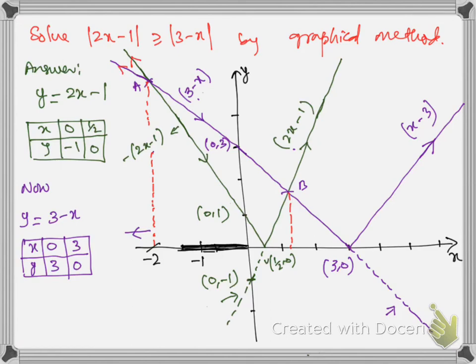So according to this sketch, we can say when x is less than minus 2, in fact less than or equal to minus 2, then the green graph is above the purple graph.